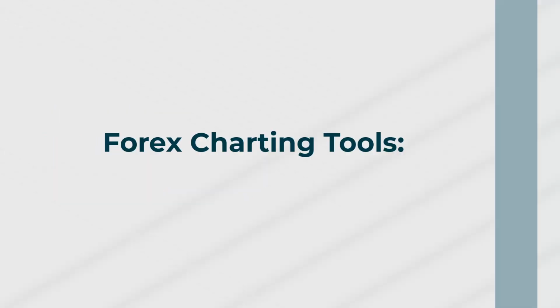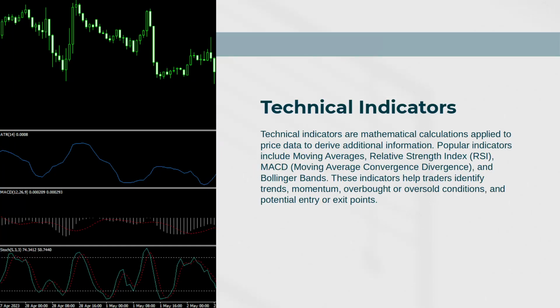Forex charting tools. Technical indicators. Technical indicators are mathematical calculations applied to price data to derive additional information. Popular indicators include moving averages, relative strength index or RSI, MACD or moving average convergence divergence, and Bollinger Bands. These indicators help traders identify trends, momentum, overbought or oversold conditions, and potential entry or exit points.